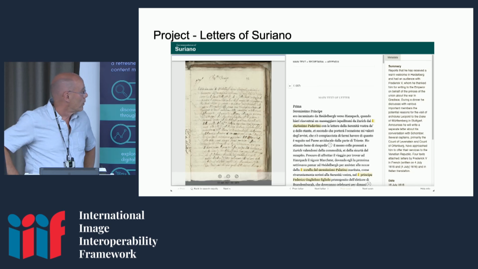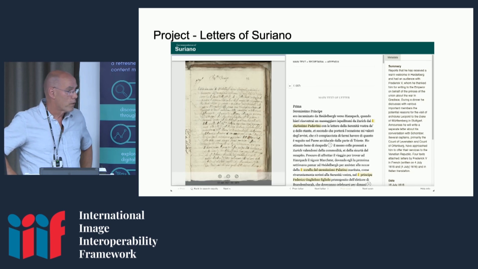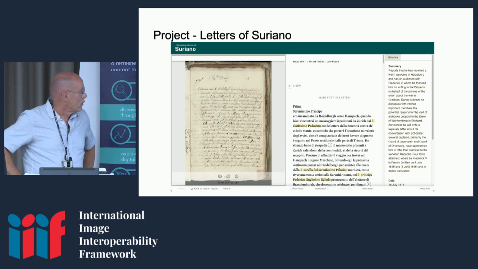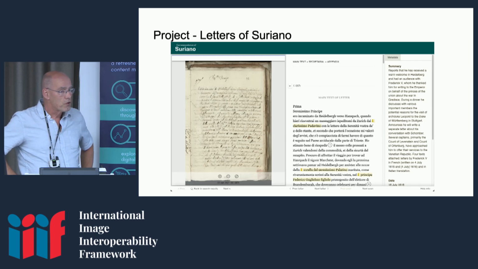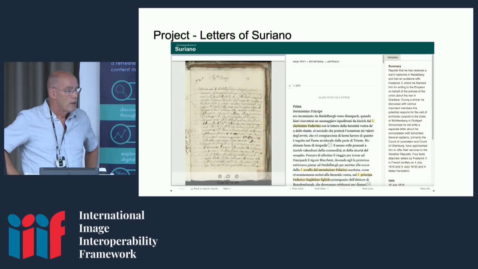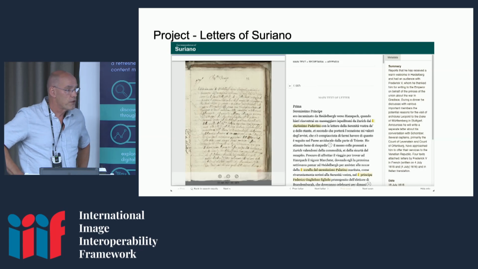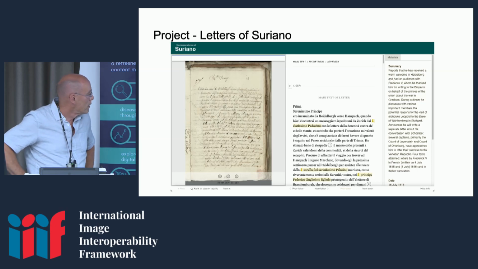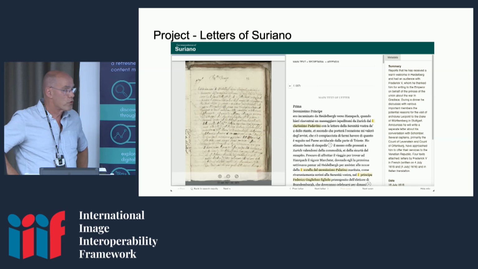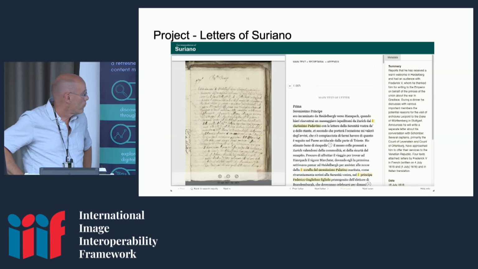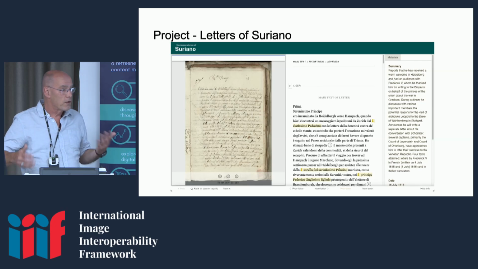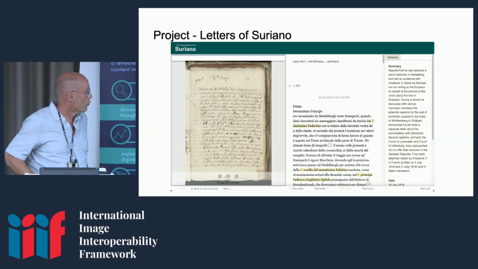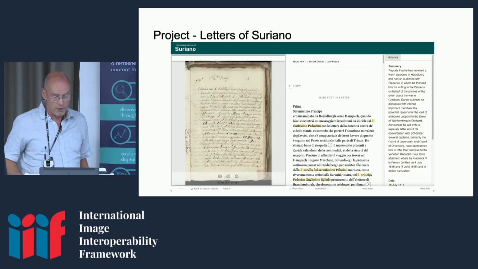Yet another example, again with the same software stack. This is a digital scholarly edition. It's correspondence of a Venetian diplomat, sort of the first ambassador in The Hague from Venice. This is manually transcribed. The source was Word and spreadsheets. But still, we use exactly the same services, data model and the tools to display it.